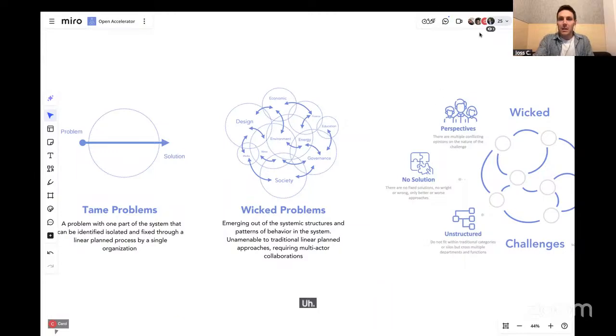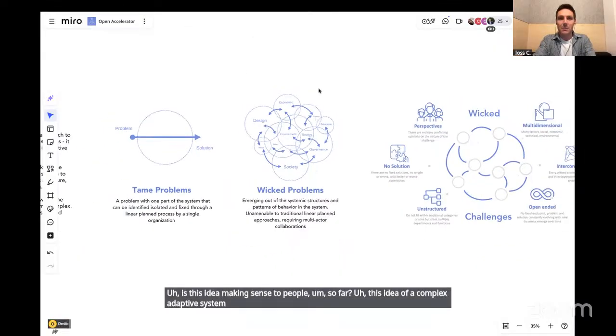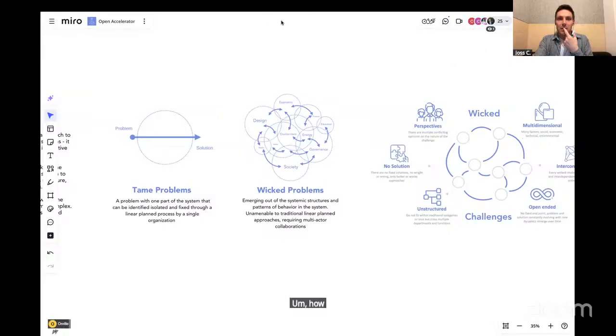Is this idea making sense to people so far? This idea of a complex adaptive system? And maybe you could put it in the chat for me. How are you feeling about that idea on a scale 1 to 10? You're all happy with this? 10 out of 10, you've got it perfectly. 0 out of 10, you have no idea what we're talking about.